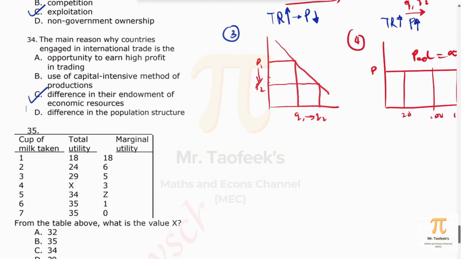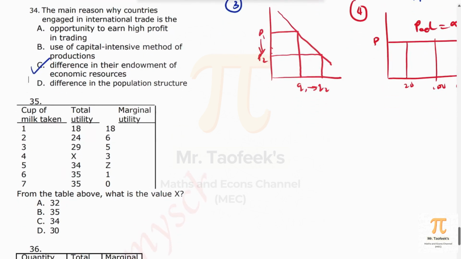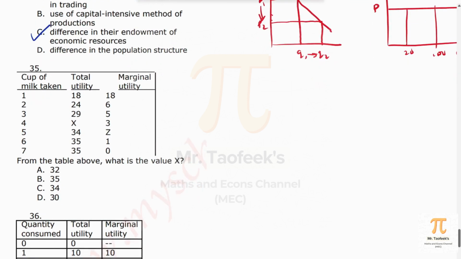Number 35, this is about utility. What is utility? Utility is the satisfaction derived from the consumption of a commodity, right? You eat bread, you get satisfaction. That's utility. Okay, so the question here is saying that on the table above, what is the value of X? So we have our quantity of cups of milk taken, then the total utility, and then the marginal utility.